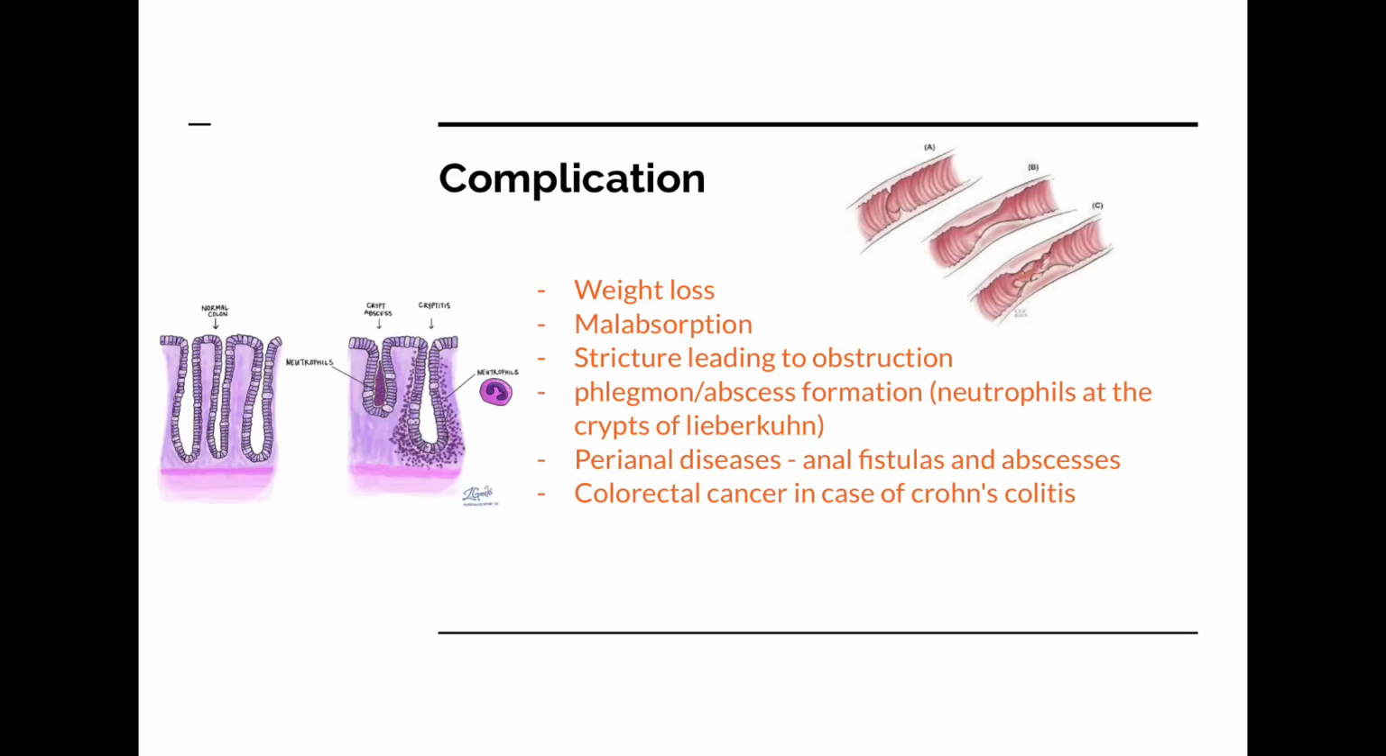A patient with long-standing or untreated Crohn's can have extensive involvement of the small intestine. This leads to malabsorption and in turn weight loss. A patient with Crohn's can also present with signs and symptoms of intestinal obstruction. This is because of stricture formation, which is a characteristic of Crohn's disease. Crohn's can also cause abscess formation due to neutrophil infiltration at the crypts of Lieberkühn. I talked in the last slide about perianal fistulas and abscesses. Colorectal cancer occurs in the case of Crohn's colitis.